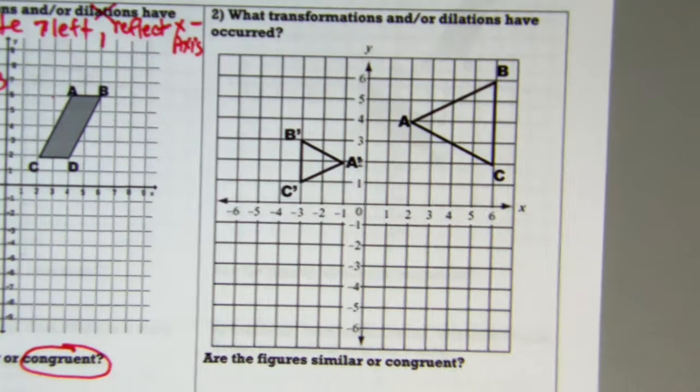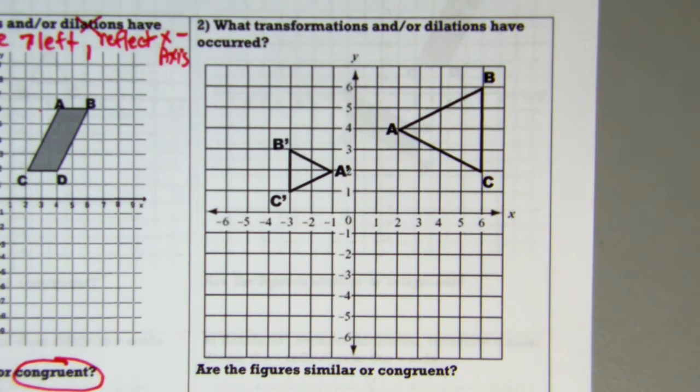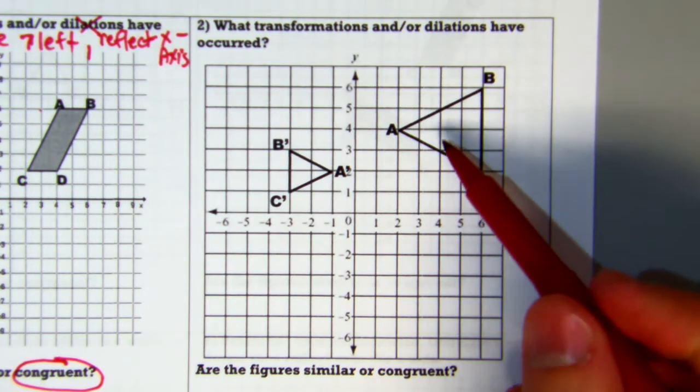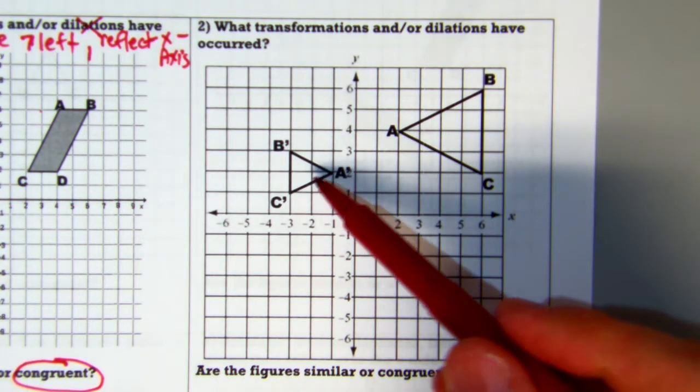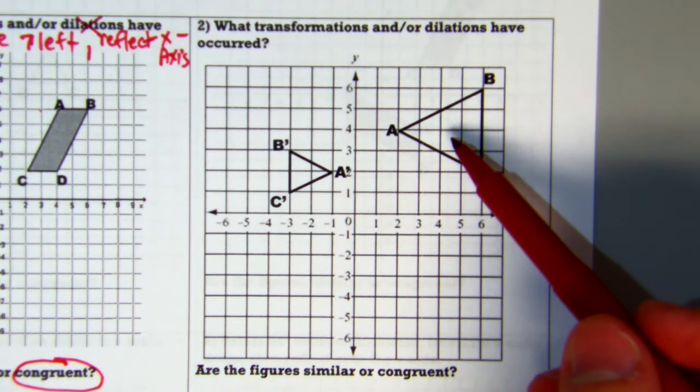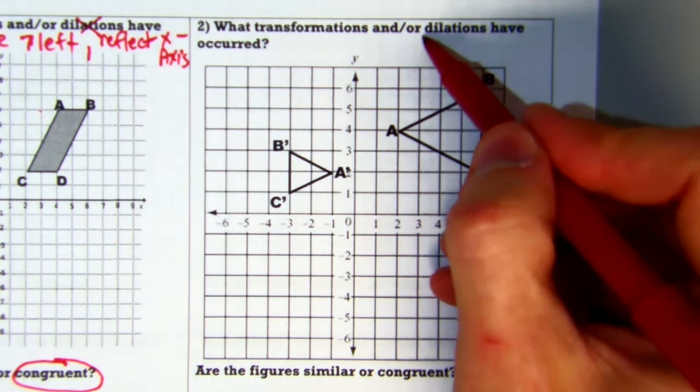Let's take a look at number 2. We have what transformations and/or dilations have occurred. Alright, one thing I do notice right away is that my shape, my image, is smaller than my pre-image, which means I know I'm going to have a dilation in there.